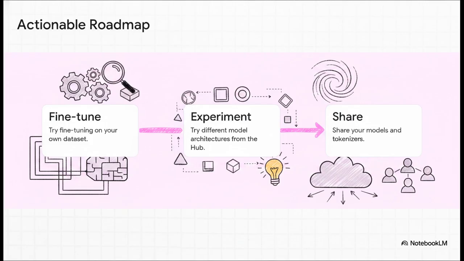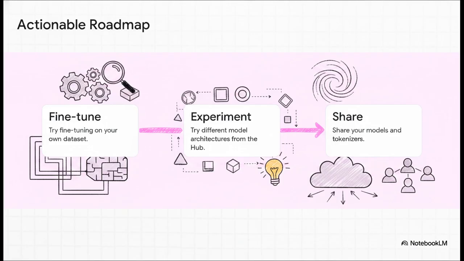So here is your exact, actionable roadmap. Step 1. Get your hands dirty. Actually try fine-tuning a model on your very own dataset, using all the techniques you just learned, starting with that Trainer API baseline we talked about. Step 2. Experiment. Don't just stick to a single model. Try out a few different architectures available on the Hub to see how they perform on your specific data. It's like a giant puzzle. And step 3. Contribute back. Get ready to share your own trained models and tokenizers with the community, adding your hard work to the ever-growing ecosystem of open-source AI.